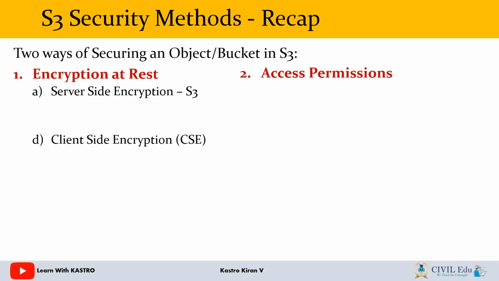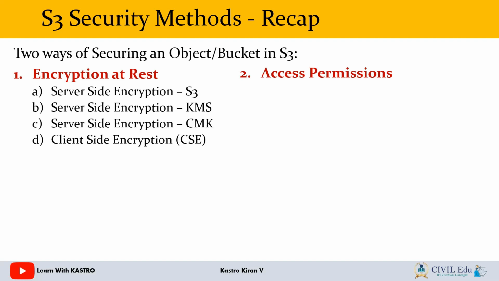Again, in the server-side encryption, we have three more categories. The first one is known as SSE-S3, which is the default encryption. And the second one is known as SSE-KMS, which is Key Management Service or Key Management System. And the third one is known as SSE-CMK, that is Customer Managed Key. So these are the four types of encryptions that we have under encryption at rest category.